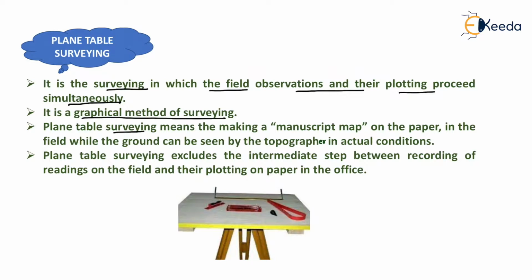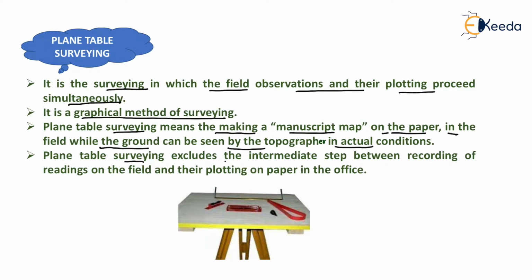Now, plane table surveying means making a manuscript map on the paper in the field while the ground can be seen by the topographer in the actual condition. It means that the whole area is under the field of vision of the topographer, so he can plot the data on the sheet and he can compare the plotted dimension with the actual dimension on the ground.